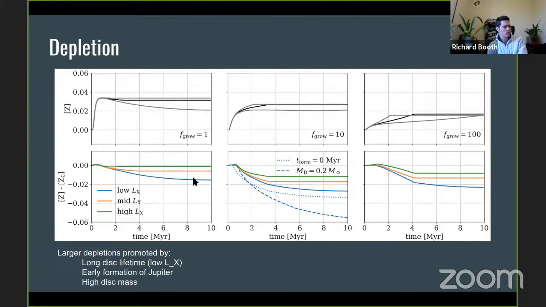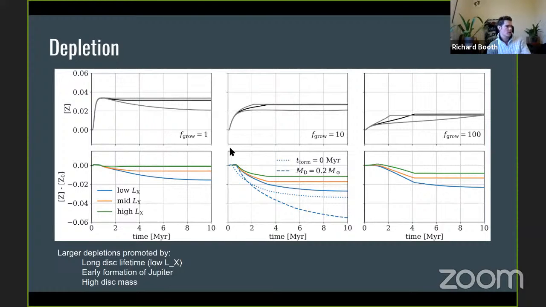But then one of the things we can do is play around with, for example, the initial disk mass. These models all assumed an initial disk mass of, say, 10% of the stellar mass, apart from one. And the models also assume that Jupiter formed at 500,000 years.